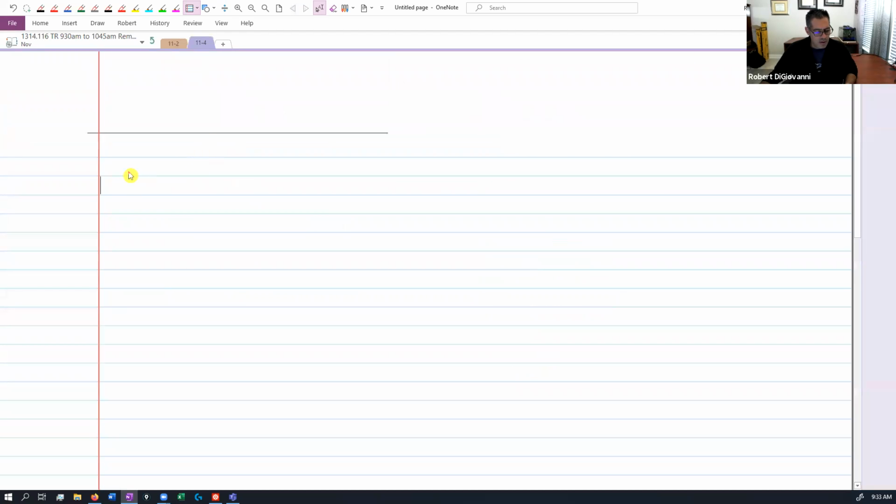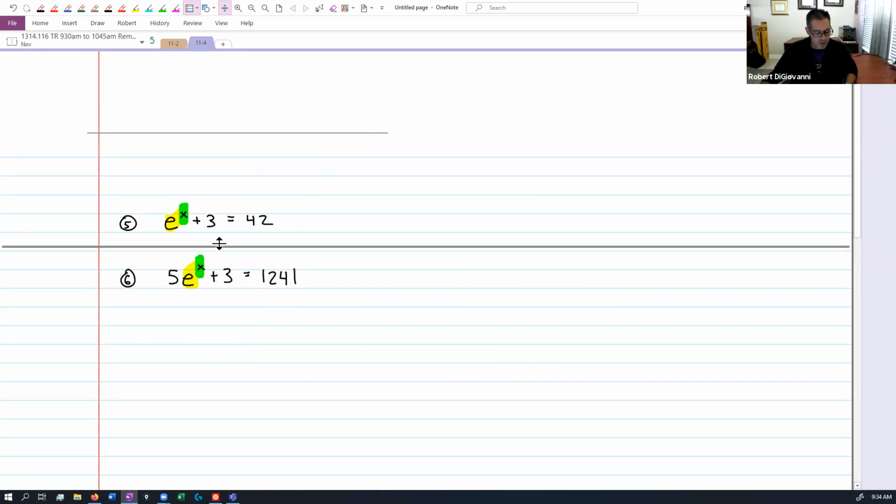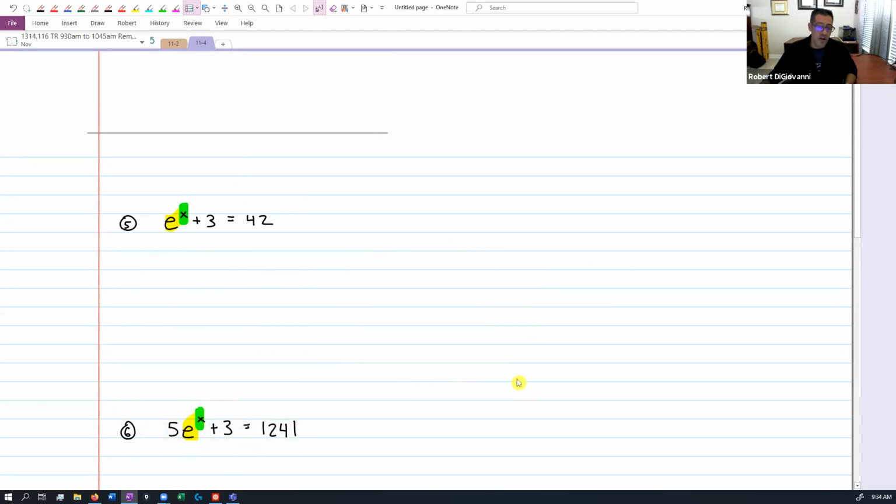All right, so let's start out here with this first one, number 5. The main idea here is we're trying to figure out what x is, right? So the first step for this is to look at where the x appears. It appears as the exponent on e to the x. So we want to first get e to the x by itself. So we're just going to do some algebra here. We're going to subtract 3 on both sides. That'll give us 39 over here. And over here we have e to the x, right?